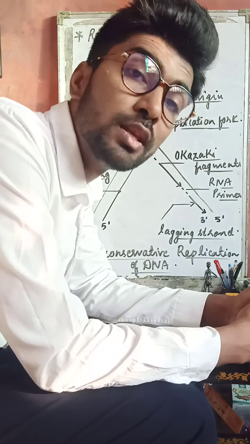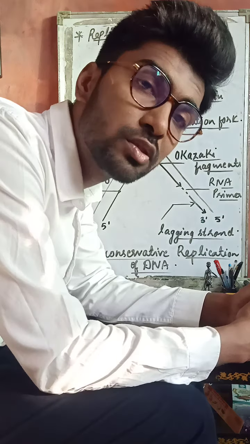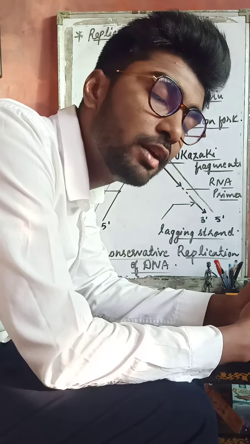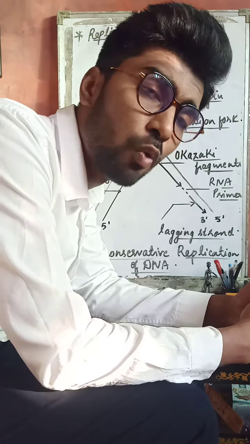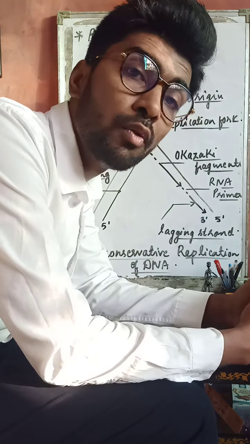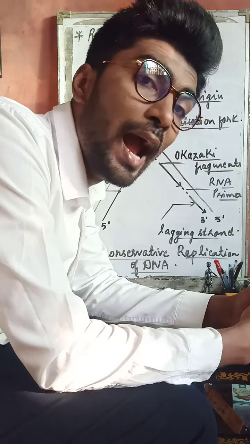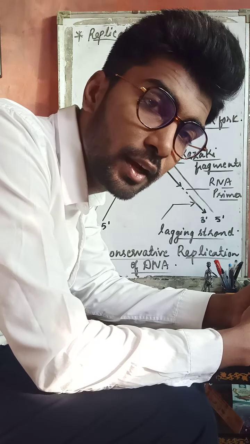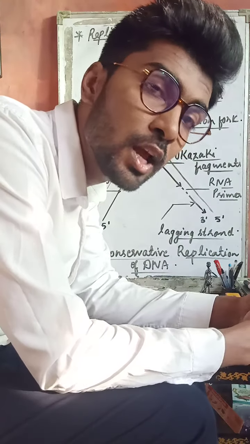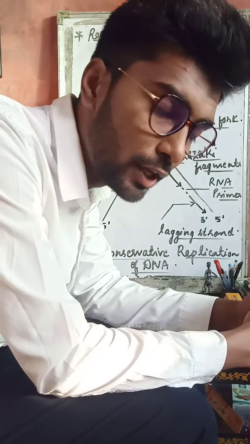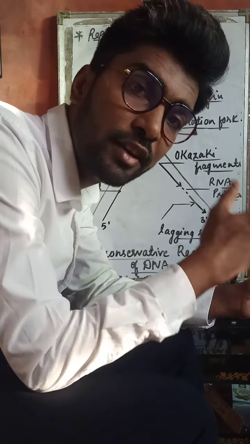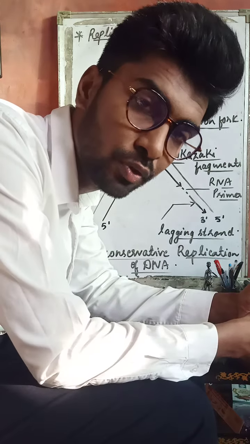Now, this replication of the DNA for the very first time was studied by Watson and Crick. You know very well Watson and Crick, that is James Watson and Francis Crick, who in 1953 were the first scientists to discover the DNA molecule. The semi-conservative replication of the DNA was also given by the scientists James Watson and Francis Crick. Now, how does the replication of the DNA take place? It takes place in the following steps.